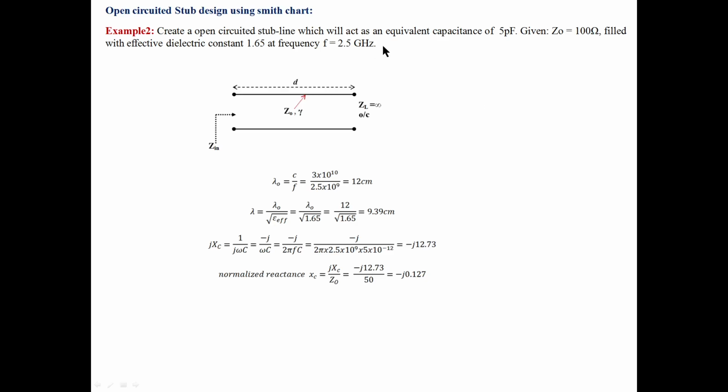Okay, you should carefully read the given values, then start doing the problem. So you should take all these things: 2.5 gigahertz, characteristic impedance 100 ohm, effective permittivity 1.65. Okay, and 5 picofarad we needed here. How to implement that? Using the open stub.